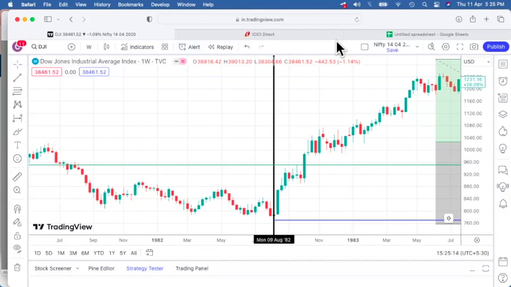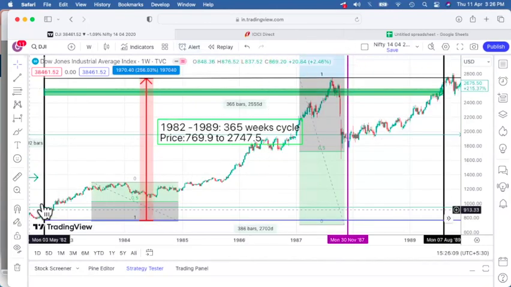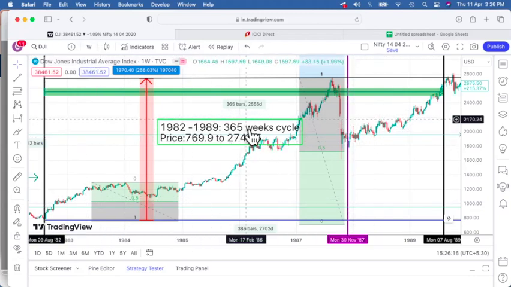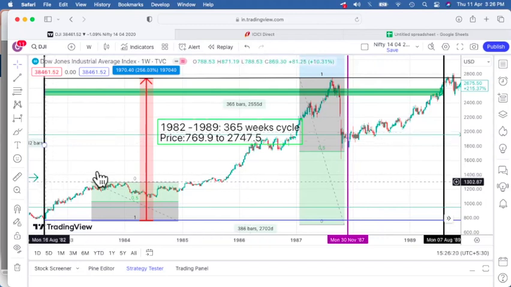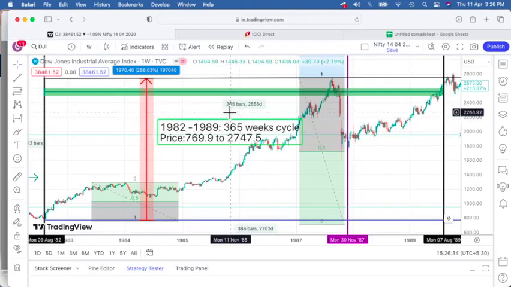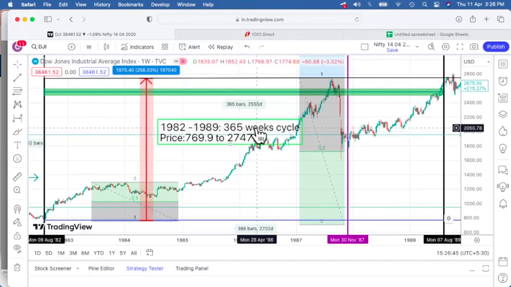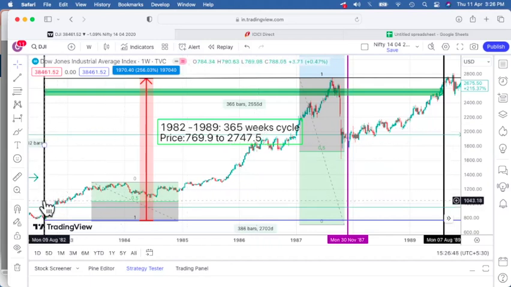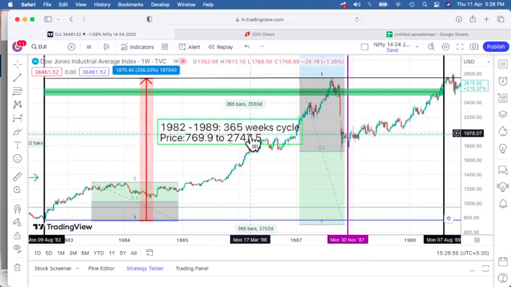Now we go to the next year, which is 1982. From this low of 1982, if we go on a weekly chart and go further till 365 weeks, we get a high. Now, 365 weeks is again something in terms of time which is really important. We'll see that in the Tunnel Through the Air book also, because it is not only 365 days that are important, but we can also go for 365 weeks, 365 years. But if we look from the low of 1982 to a high of 1989, we get somewhere around 365 weeks.